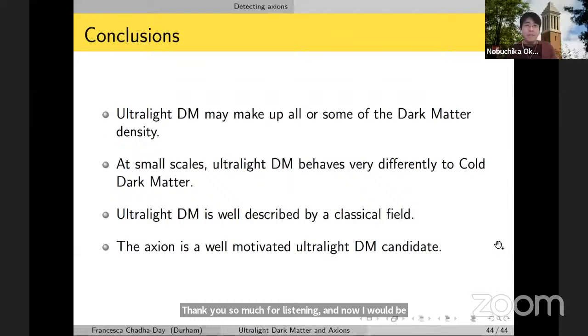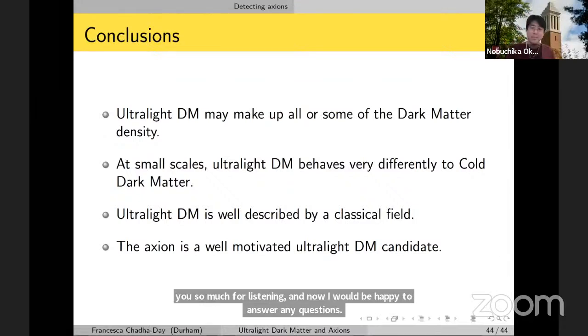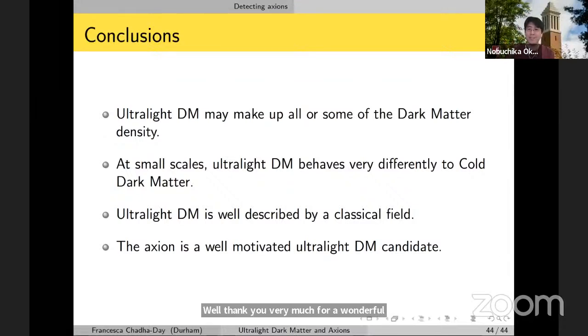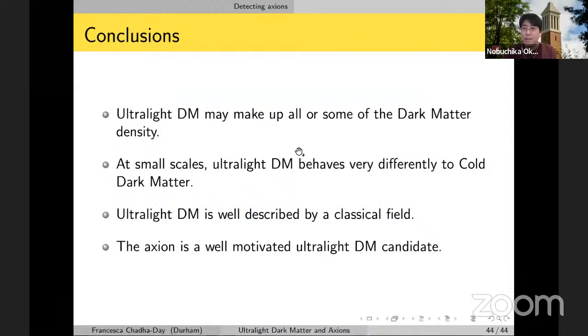All right, thank you very much, Francesca, for a wonderful lecture on axions. Okay, let me read. I got several questions. First one from Himal. Can you explain dark matter and dark energy in simple, understandable form? Yes, well, I'll do my best.